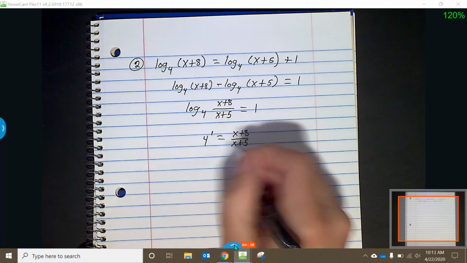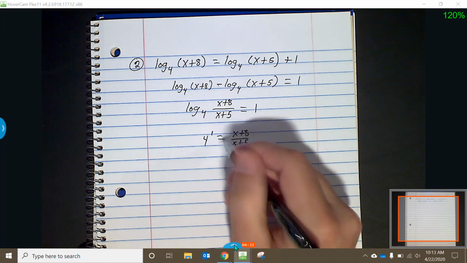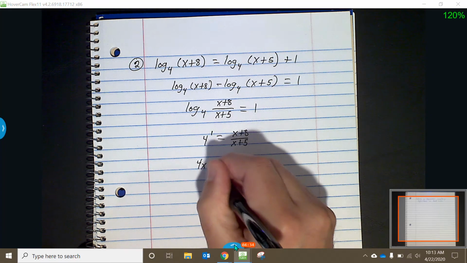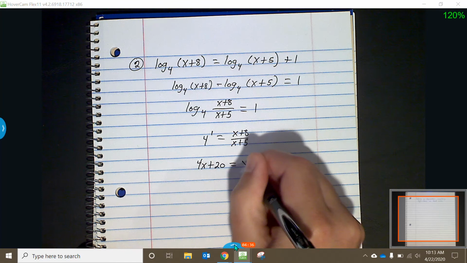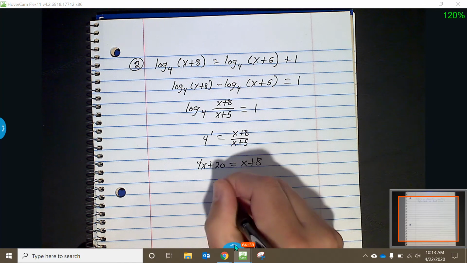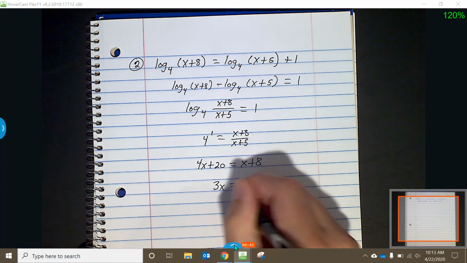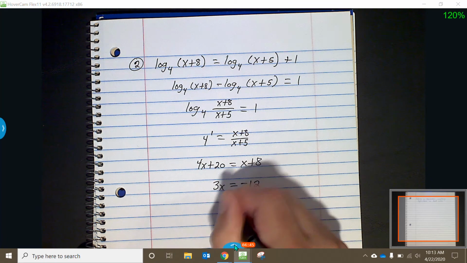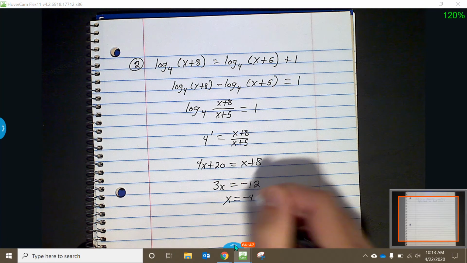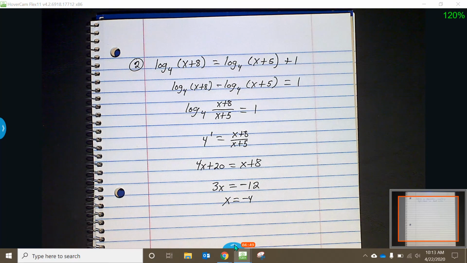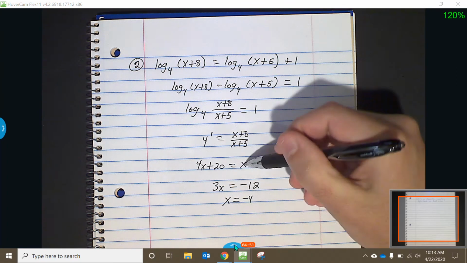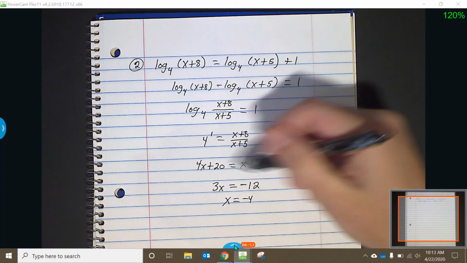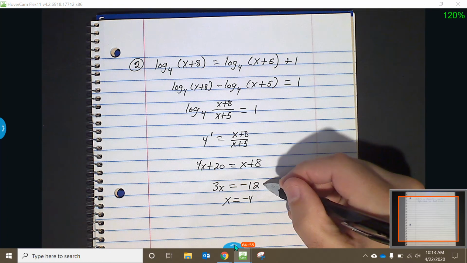So I'm going to multiply x plus 5 on both sides. So 4x plus 20 equals x plus 8. Subtract x. So very similar to the last problem. Subtract 20. And x equals negative 4. So I subtracted x from both sides, and then I subtracted 20 from both sides. That's how I arrived here.